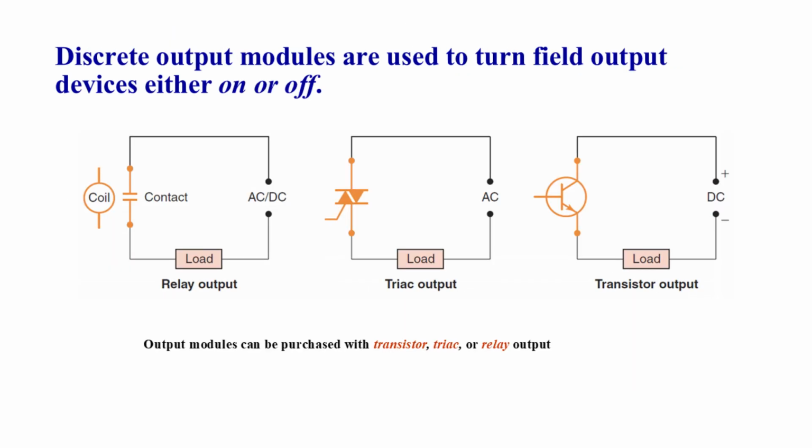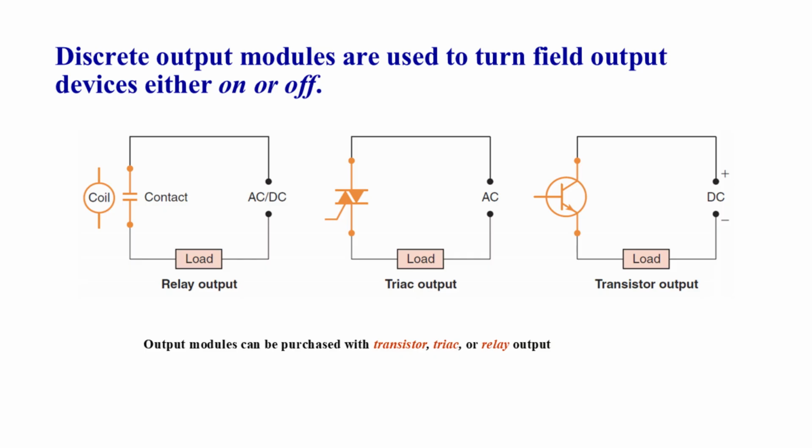Discrete output modules switch field devices on or off using one of three technologies: relay, triac, or transistor. Relay outputs use mechanical contacts and can switch both AC and DC loads, but are slower and subject to wear. Triac outputs are solid-state devices designed for AC loads, offering durability but limited to AC only. Transistor outputs are solid-state devices for DC loads, providing fast, reliable switching.